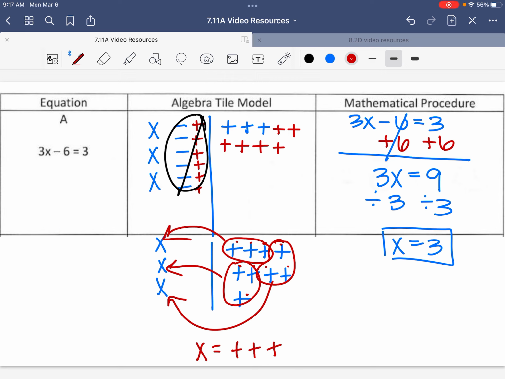And now we can go and we can check our work. So I'm going to take the value that I got for x, which was 3, and I'm going to plug it into the original equation. I'm going to substitute it in. So I'm going to say 3 times 3 minus 6, does that equal 3? Well, 3 groups of 3 makes 9, minus 6 is equal to 3. That is true. We have checked our work, we have solved, and we have checked, so we are right.